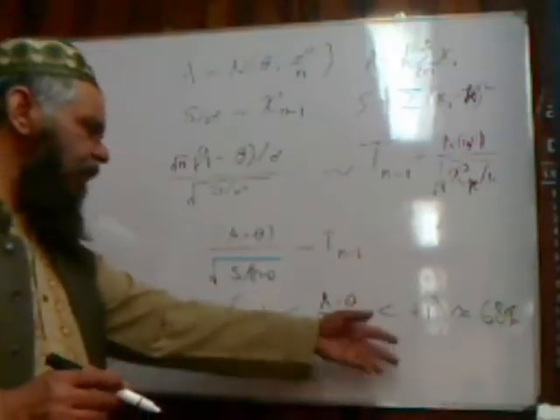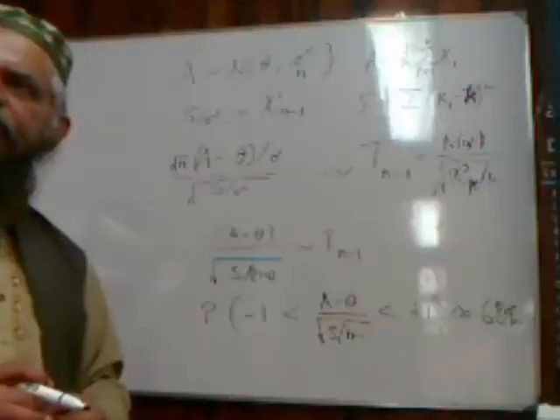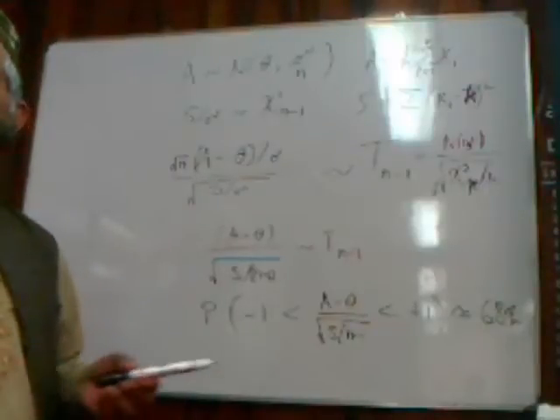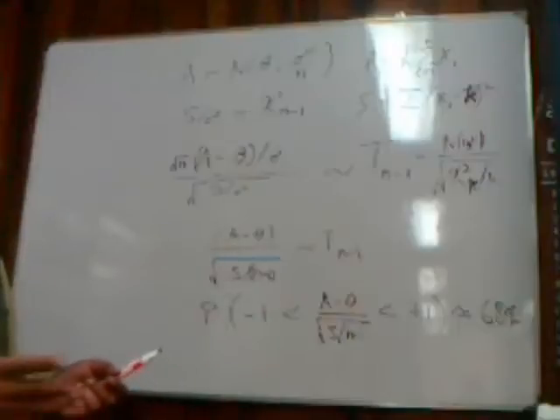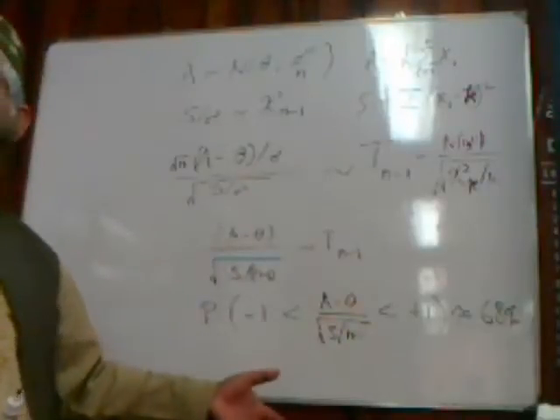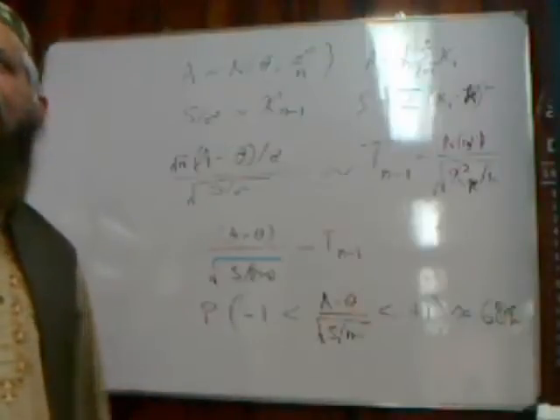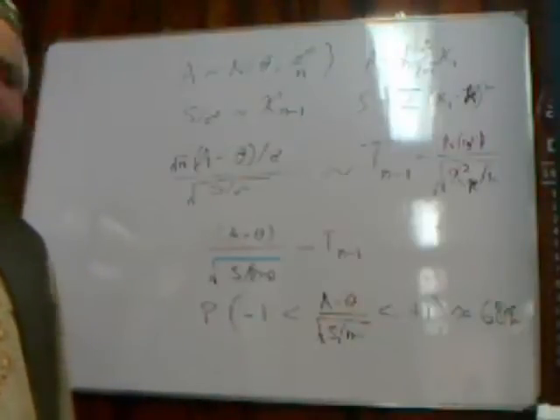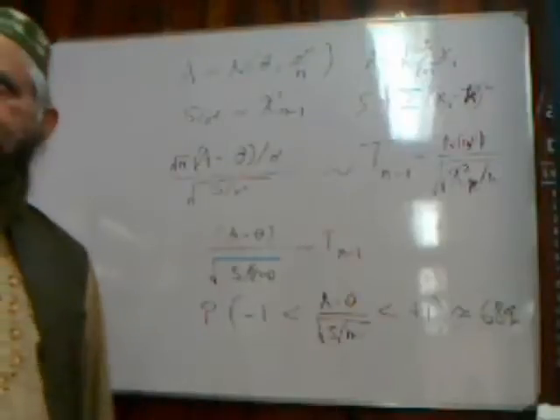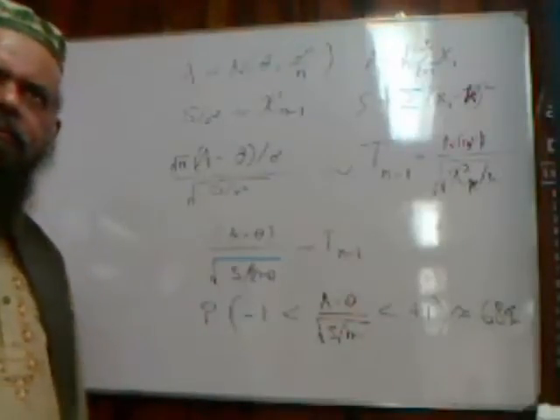So you get 68%, and you get 95% at 2, and 99.7% at 3 for the large n case. And as you bring the n down, you can calculate what those probabilities are, and basically that is inference. That's it. 68%?